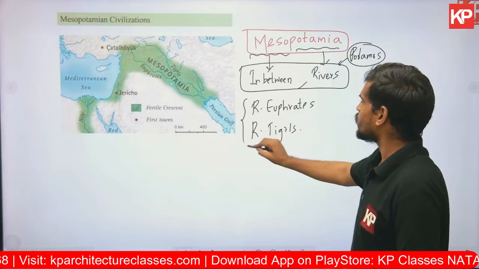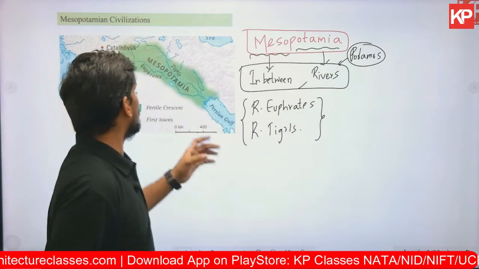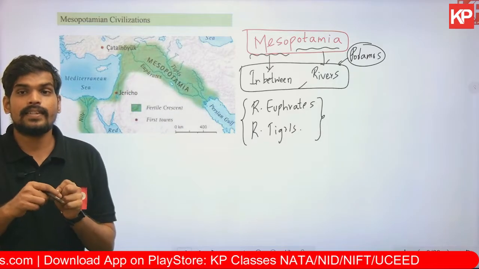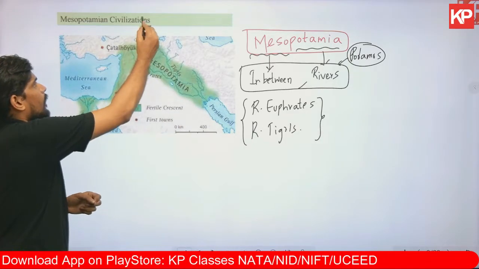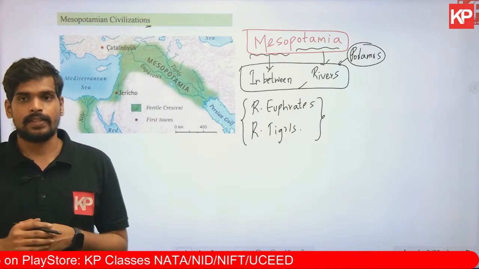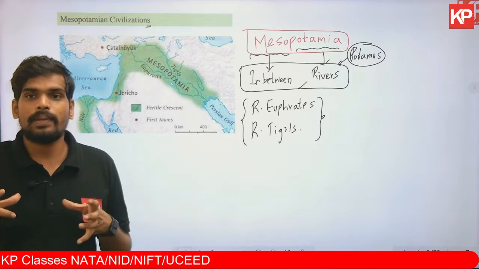So what is Mesopotamian civilization? Mesopotamian civilizations, if you read the name carefully, I wrote it as Mesopotamian civilizations with an S, because this is not a single civilization, it is a group of three different civilizations, sometimes a fourth civilization also. It is a group of civilizations. Why are we grouping them together?